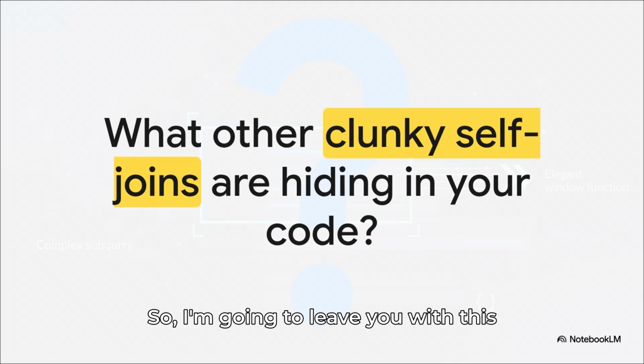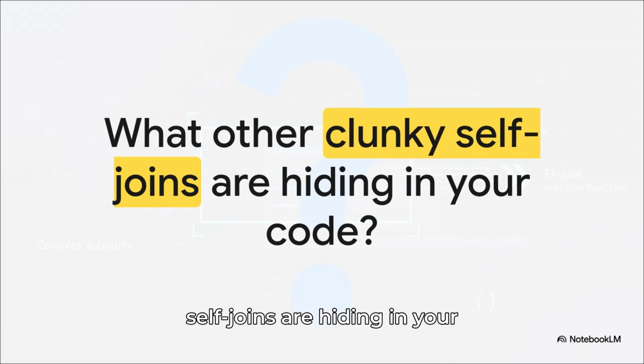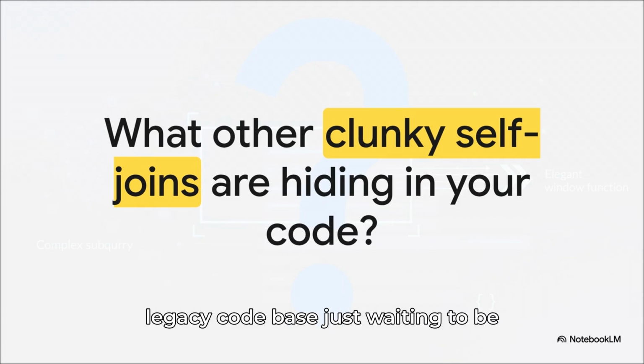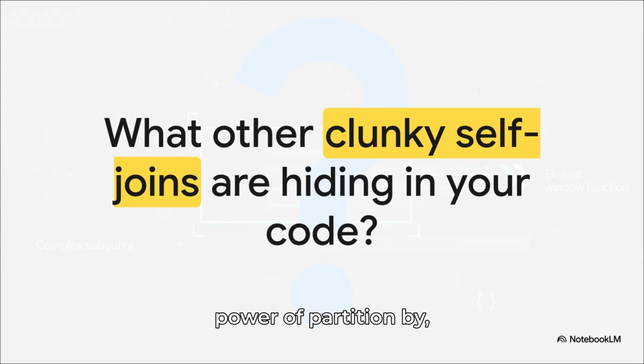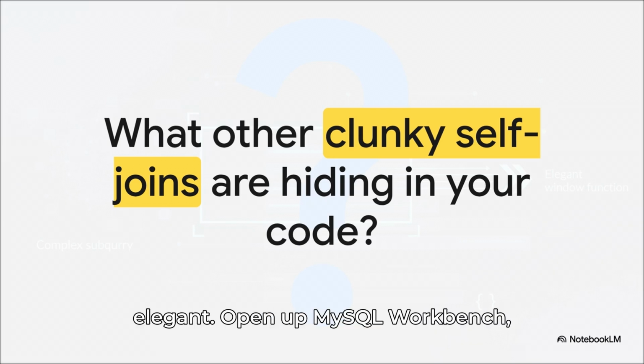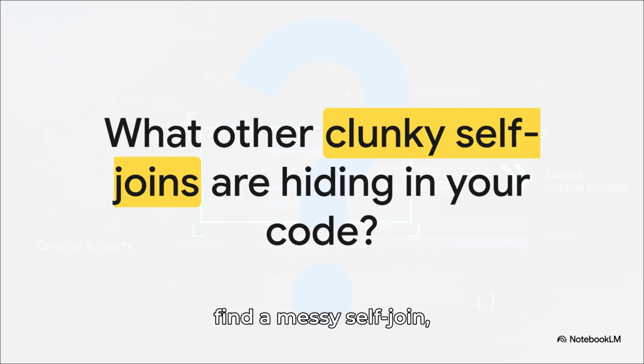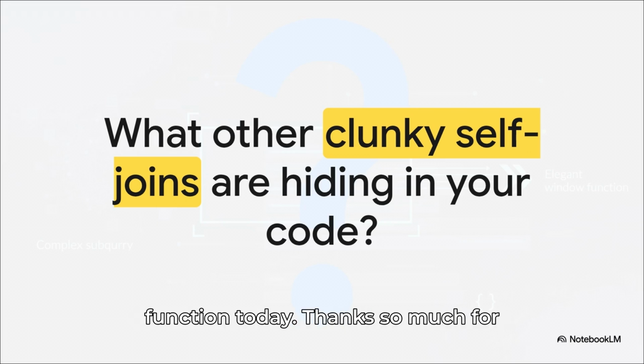So I'm going to leave you with this question. What other clunky self-joins are hiding in your legacy codebase, just waiting to be refactored? Now that you know the power of PARTITION BY, LAG, LEAD, and strict row frames, you've got the tools to make your analytical queries faster, cleaner, and far more elegant. Open up MySQL Workbench, find a messy self-join, and try replacing it with a window function today.